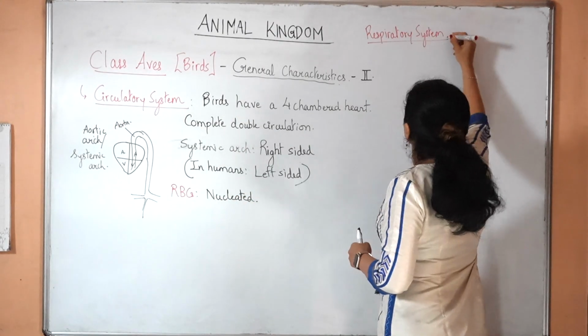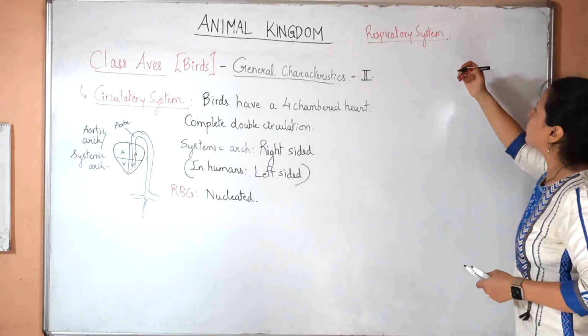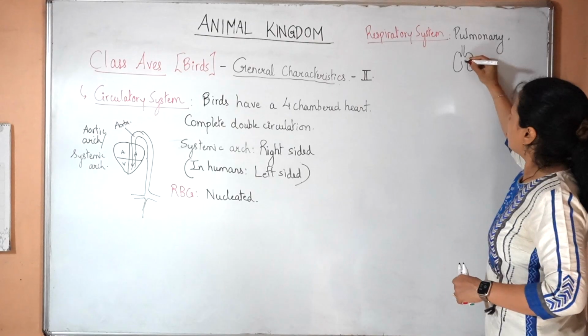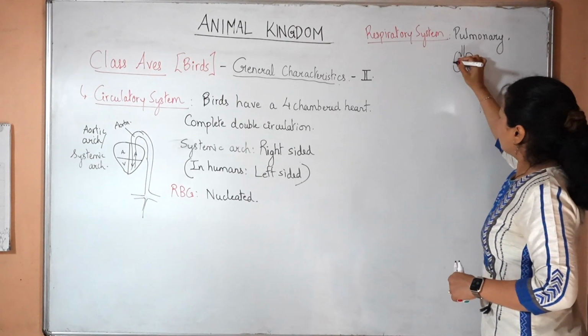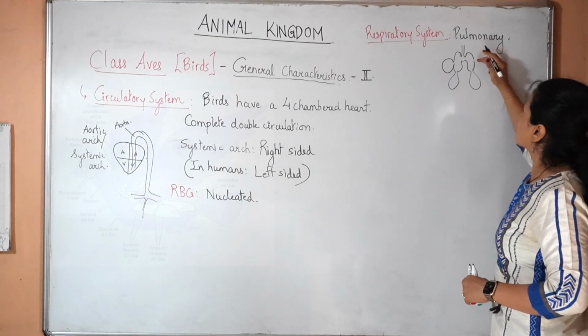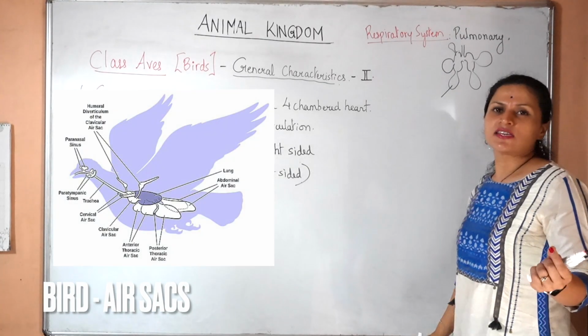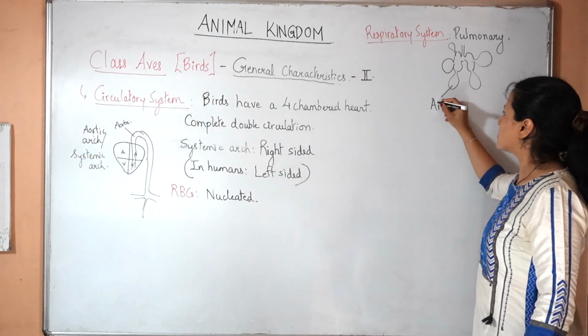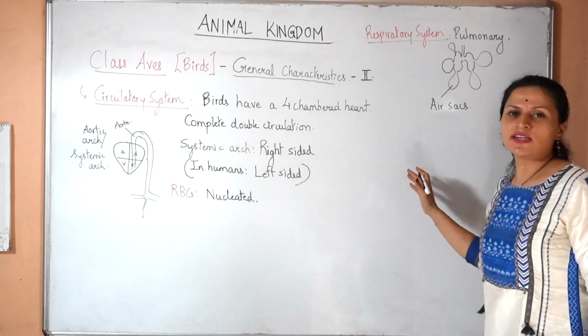Respiratory system. The respiration in case of the birds is pulmonary, that is through lungs. They do have the lungs, but along with the lungs, they have many such kind of balloon-like extensions to the lungs, up to 9 of them. These extensions are filled with air-filled cavities. These are called as air sacs, and they are associated with their lungs.